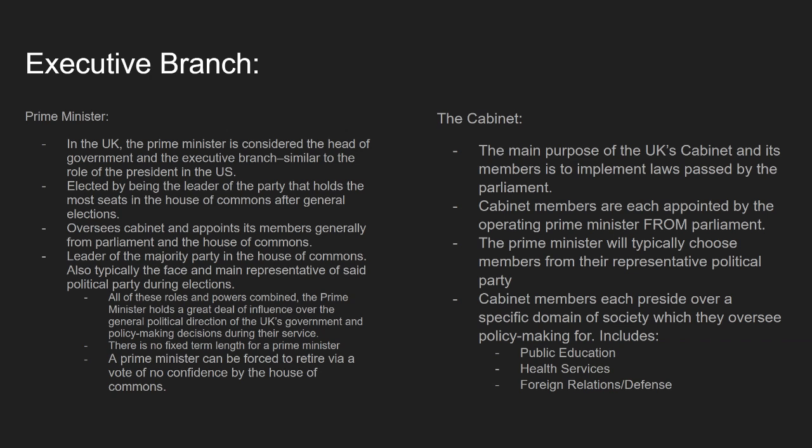On the other hand, we have the Cabinet, and the main purpose of the UK's Cabinet and its members is to implement laws passed by the Parliament. Cabinet members are each appointed by the operating Prime Minister from Parliament, and the Prime Minister will typically choose members from their representative political party. Cabinet members each preside over a specific domain of society which they oversee policymaking for. Some of these include public education, health services, and foreign relations and foreign defense.